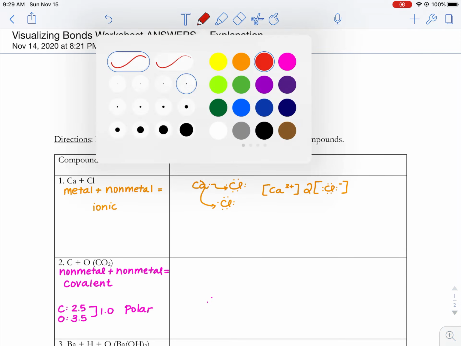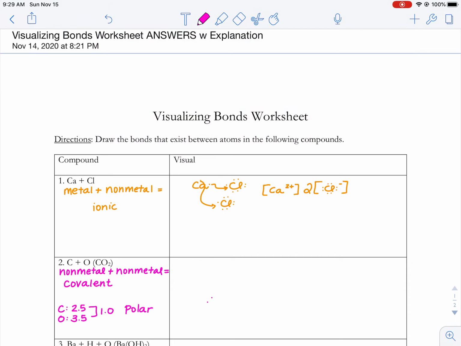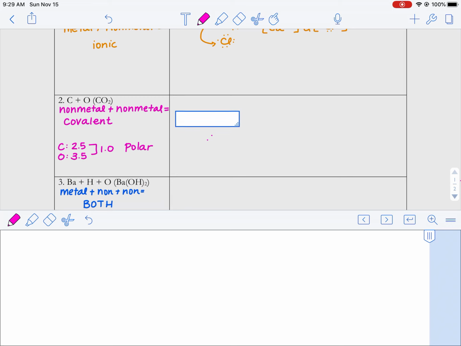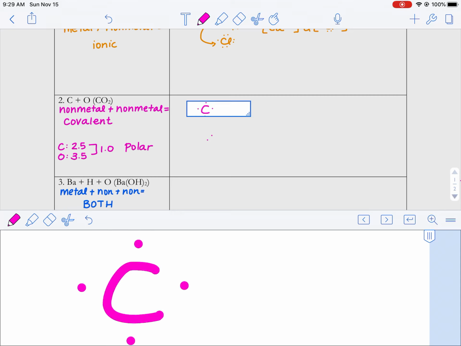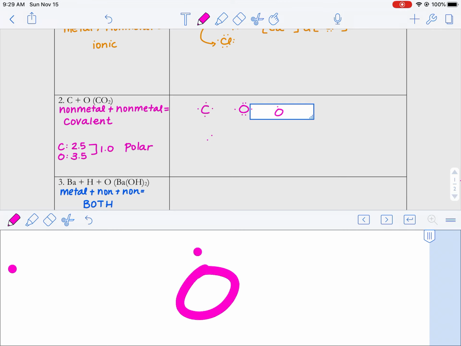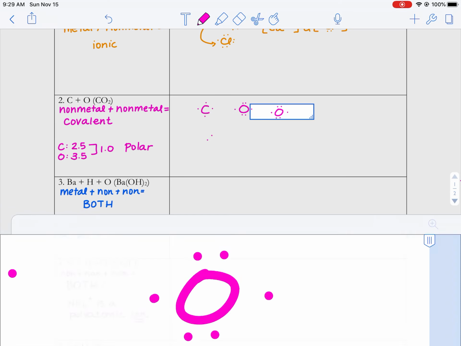Moving on to number 2. The compound made between carbon and oxygen, so that its formula is CO2, 2 nonmetals, it'll be covalent. The electrons will be shared. The carbon piece has 4 electrons, and each of the oxygen puzzle pieces have 6.